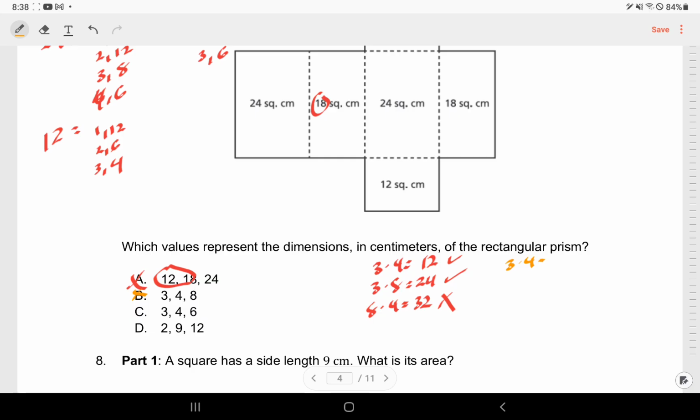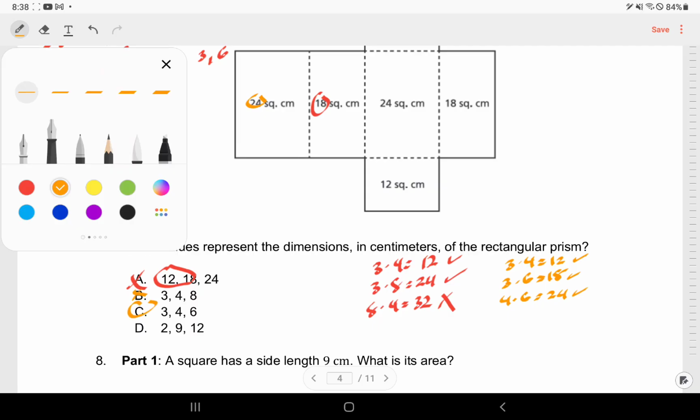3 times 4 is 12. Good. 3 times 6 is 18. Good. 4 times 6 is 24. Good. So C.